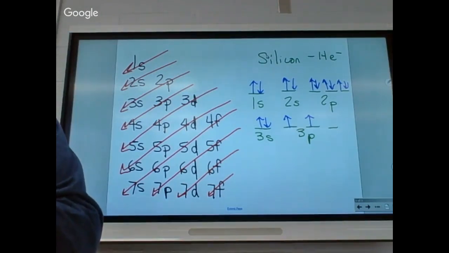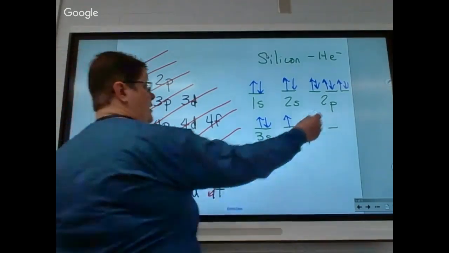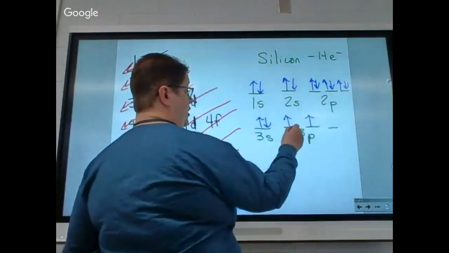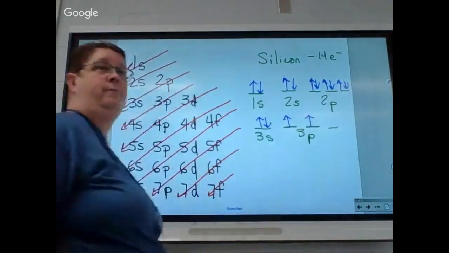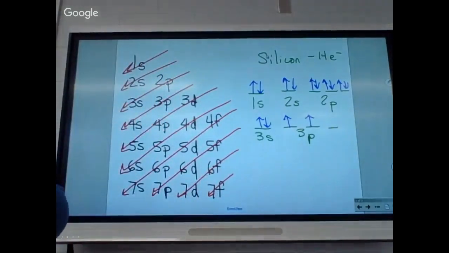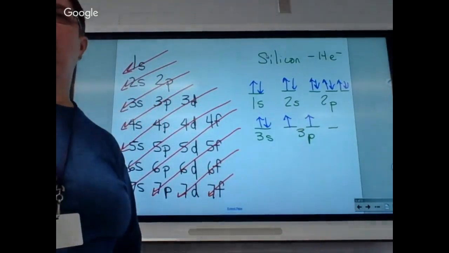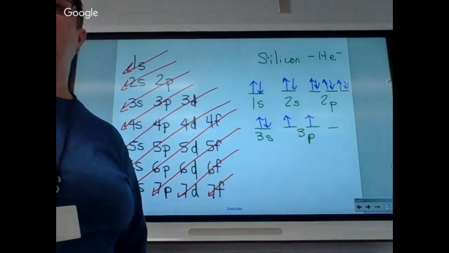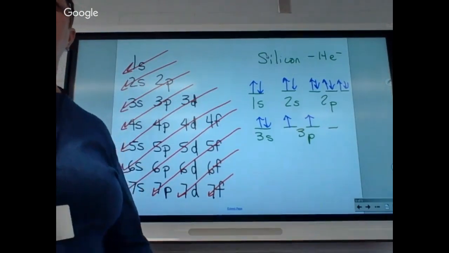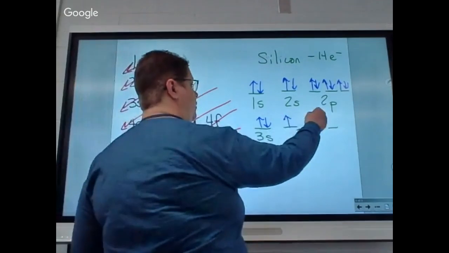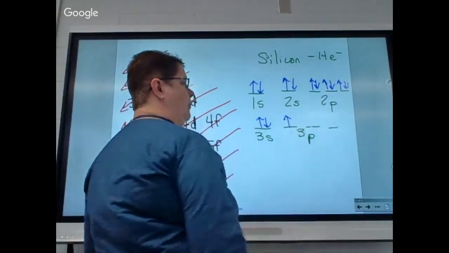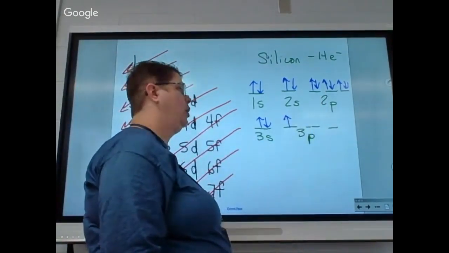Because I have to have 14. This is 10. That's 12. That's 13. That's 14. Oh, so you can't leave one blank? Yes. Because we only want 14. So if I had aluminum, for example, aluminum would be 13. I'd have 2 on blank. Okay, that would be aluminum.